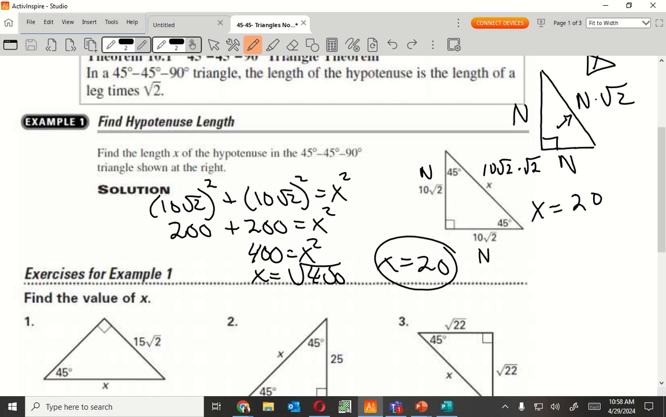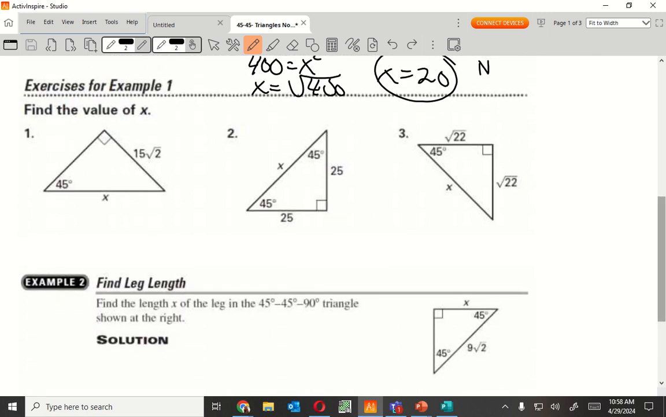All right, let's see what we got here. What do we have right here? 30. Yep. Okay. All right, number 2. 35.4. Joseph, what do you got?